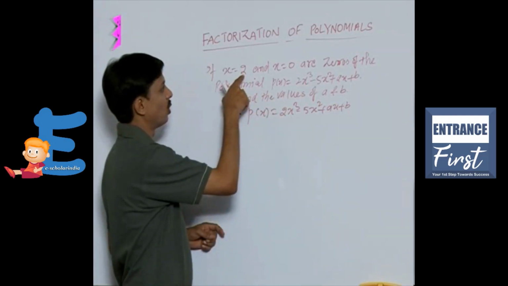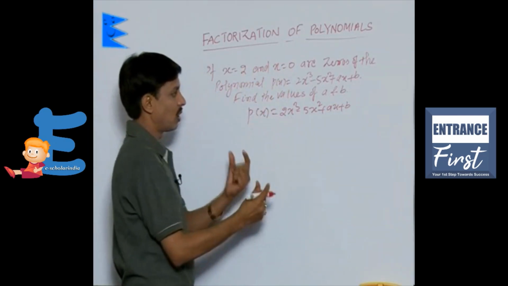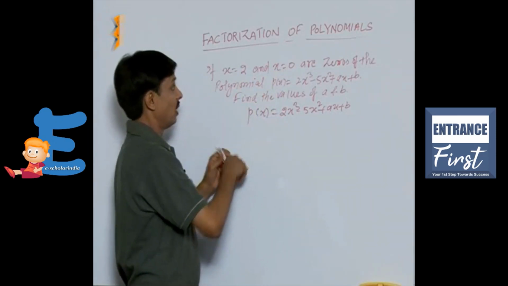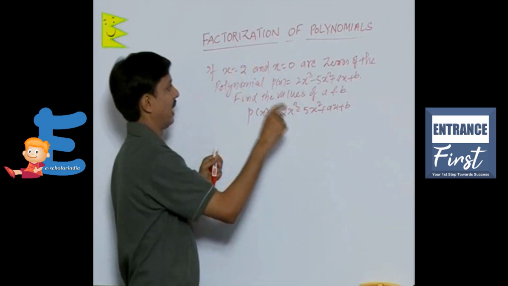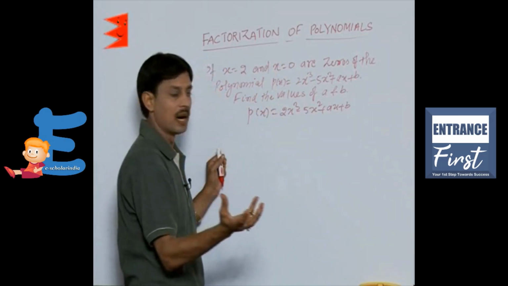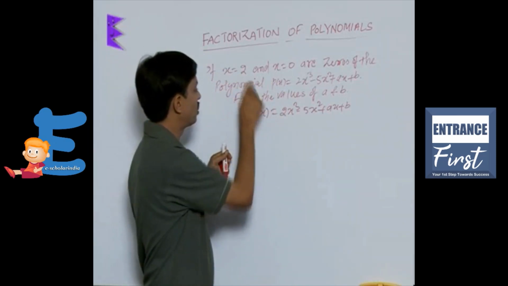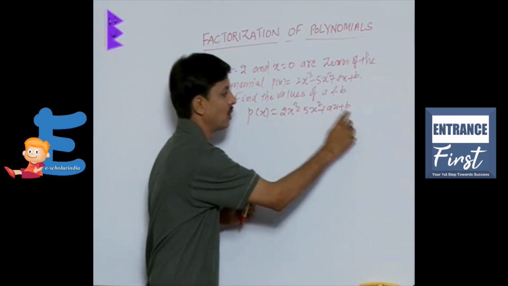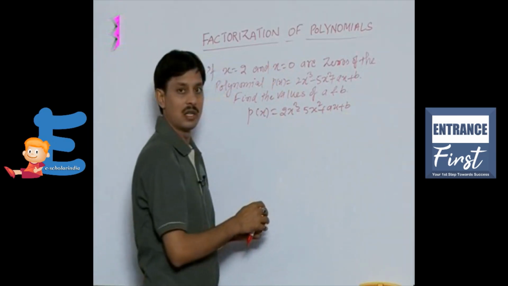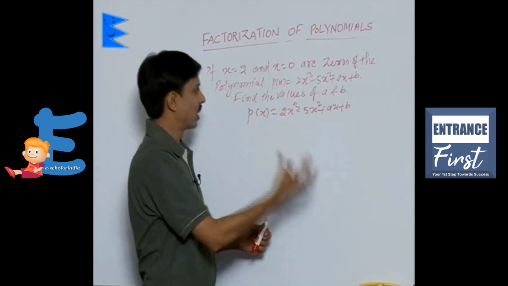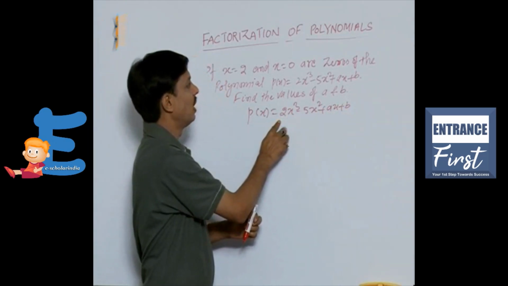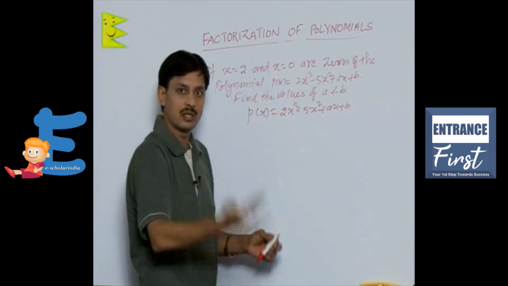It has two zeros, 2 and 0. Values of x are, one of the values is 2, another value is 0. The two answers of x, 2 and 0, are zeros of this polynomial. Meaning, if I put x = 2, then this result becomes equal to 0. If I put x = 0, then also this result becomes 0. Now, what are such values of a and b which make 2 and 0 the zeros of this polynomial?